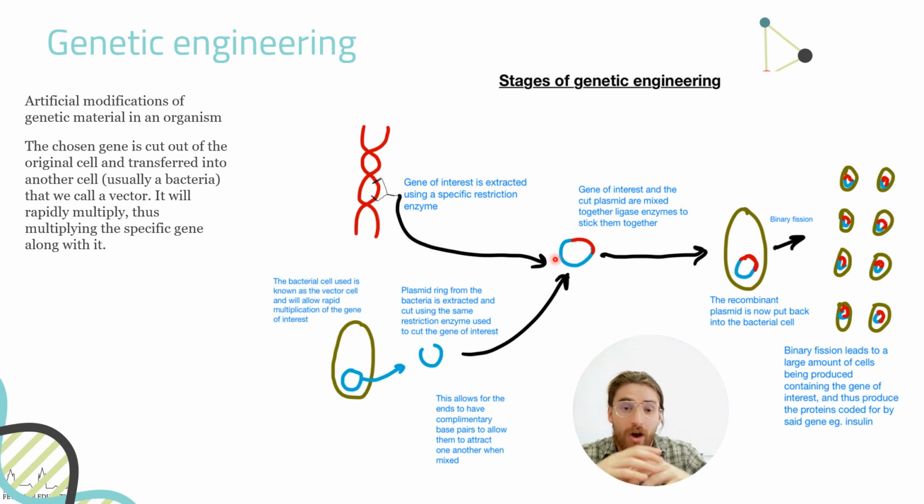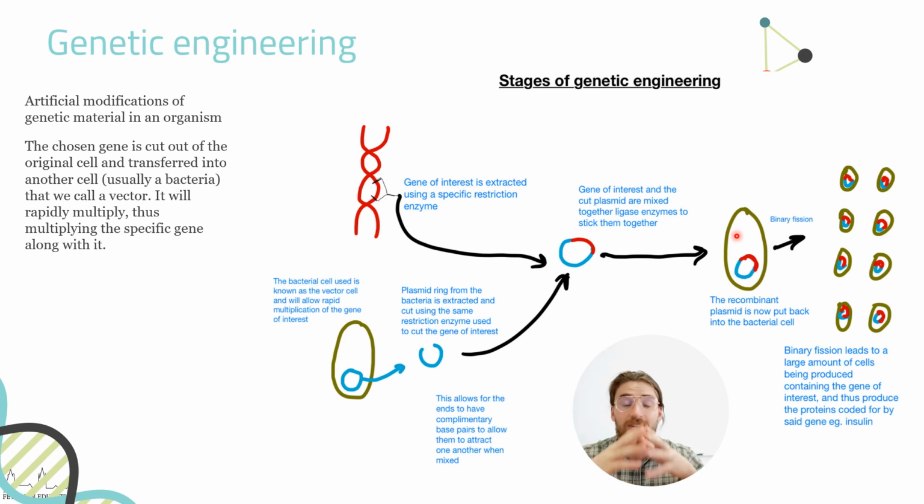You see that? We are then also going to put ligase enzymes in that mix, and they're going to stick those two ends together. They're going to join that phosphate and sugar bond. Once we have made our recombinant plasmid, recombinant meaning that it has external genes inside of it, genes that weren't there before, we're going to take our recombinant plasmid and put it into our bacterial cell.